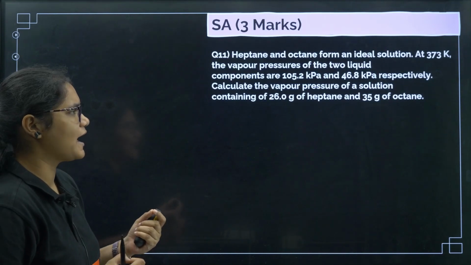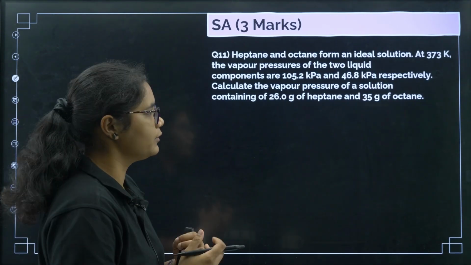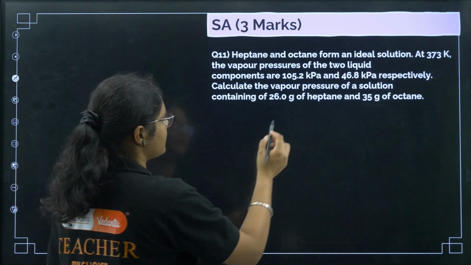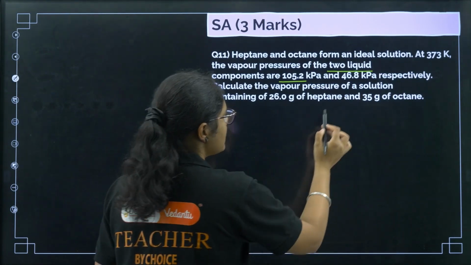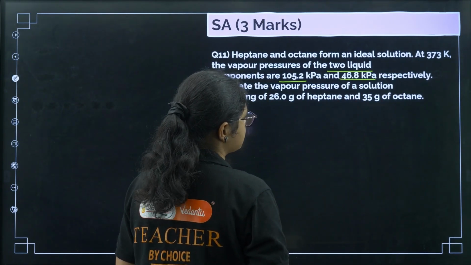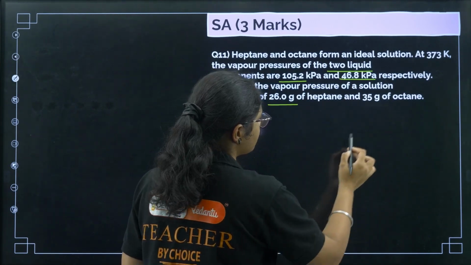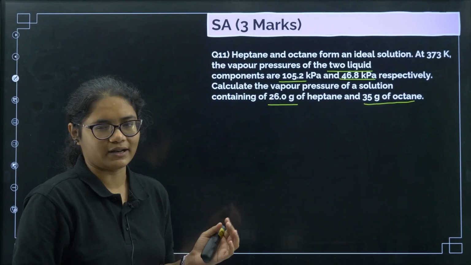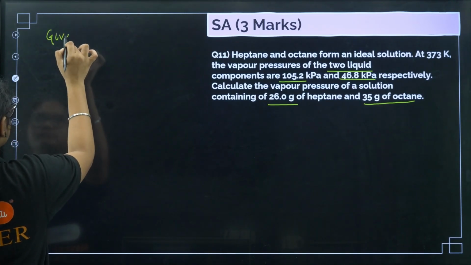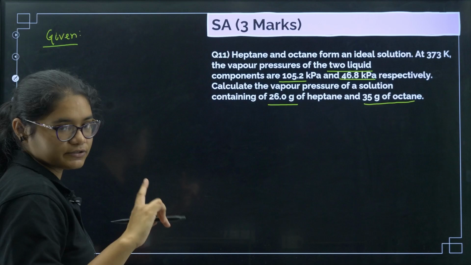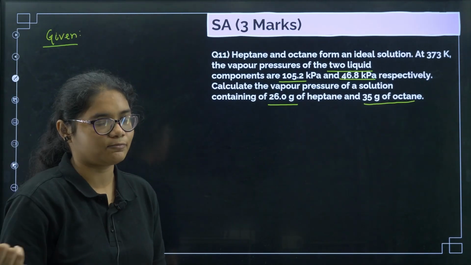Next question here. Heptane and octane form an ideal solution. Ideal solution means they follow Raoult's law. That is what they want to indicate. At 373 Kelvin, the vapor pressures of the two liquid components are 105.2 kilopascal and 46.8 kilopascal respectively. Calculate the vapor pressure of a solution containing 26 gram of heptane and 35 gram of octane. Very easy question. So first let us note down the given data here. Okay, so this is a Raoult's law question. We saw one Henry's law question, one Raoult's law question, and many colligative property questions.